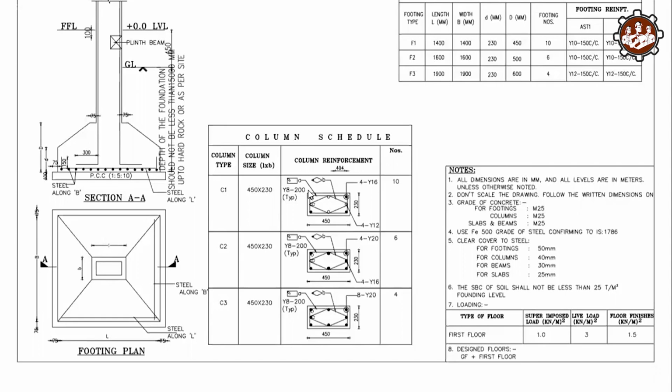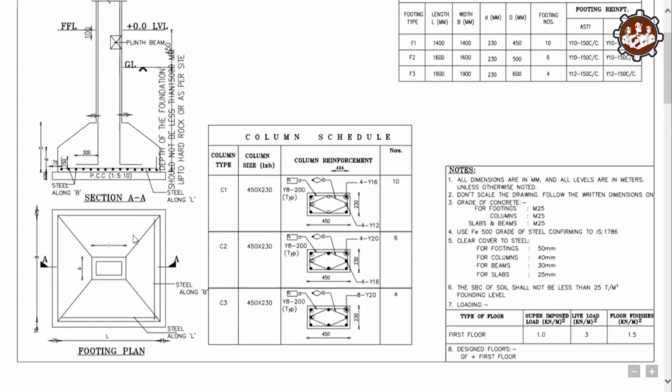Okay, so you can see here this is the structural drawing of isolated footing. In this drawing, footing scheduling is given here. You can see we have three footings: F1 footing, F2 footing, and F3 footing. That length and width is given here. This is the column scheduling. We have three columns: C1 column, C2 column, and C3 column. F1 footing has a C1 column, F2 footing has a C2 column, and F3 footing has a C3 column. This is the length and width of the column given here.